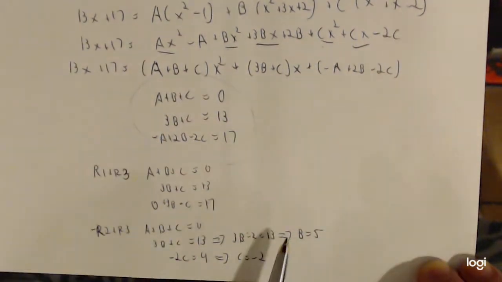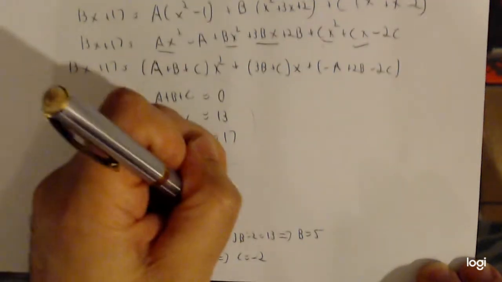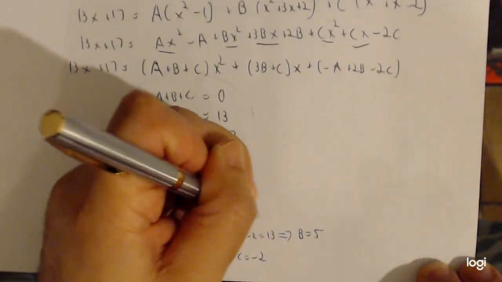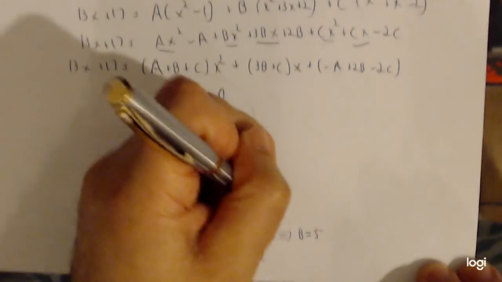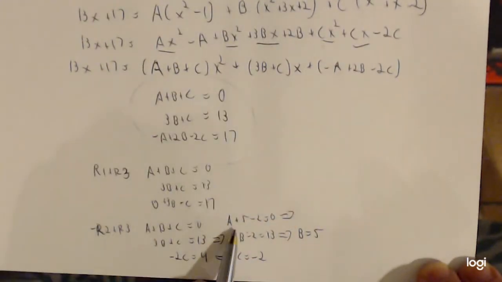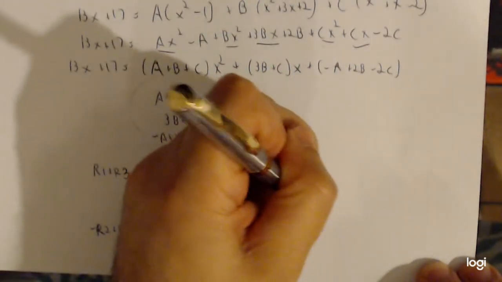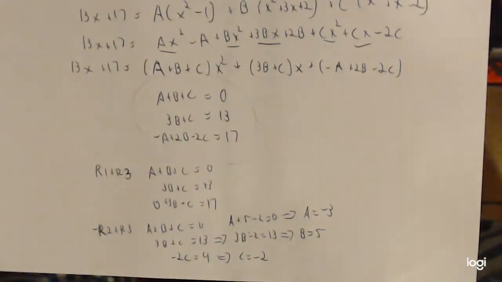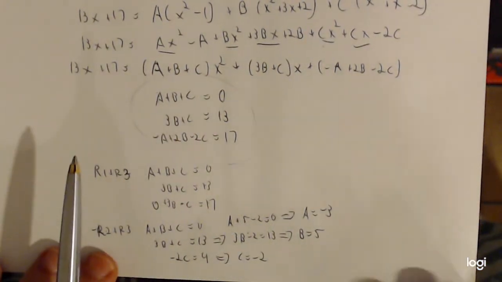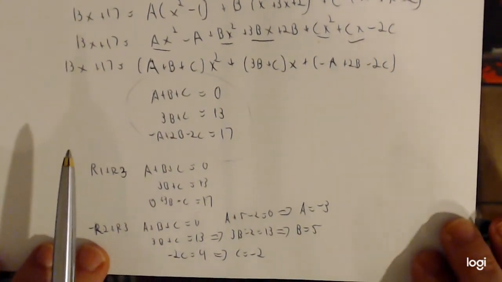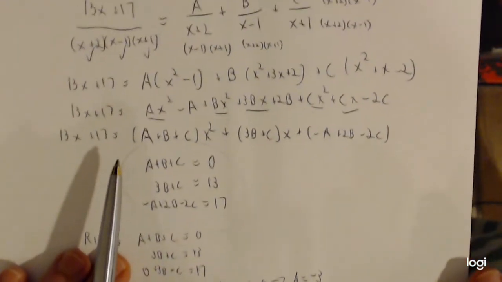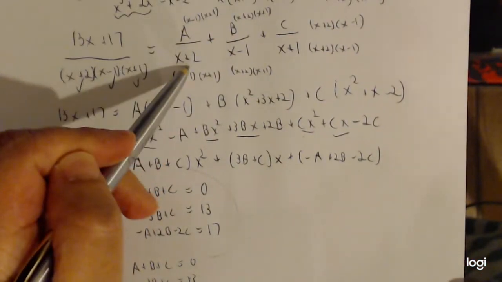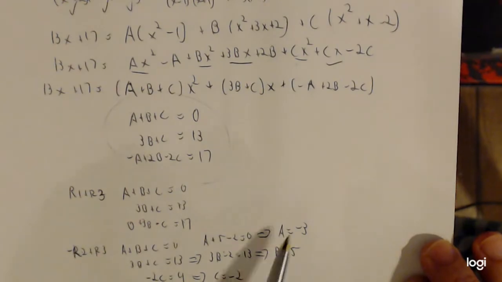And if b is 5, then what do I have here? We know that a plus 5 minus 2 equals 0, which implies what? a would be negative 3. Okay, so now that I found a, b, and c, now I could write my partial fractions. And what is my partial fraction? If I go back to my original partial fraction, what was it? It was a over x plus 2. So what's a here? It's negative 3.